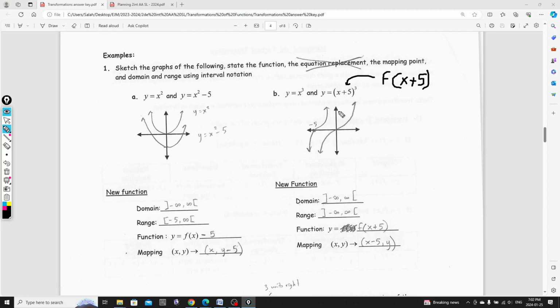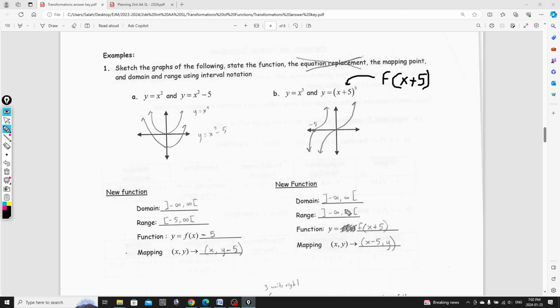Now, same thing with this guy right here. I've got y equals x cubed, and then y equals (x plus 5) cubed. We've already seen that this is a horizontal shift of 5 units to the left. When I compare it to the initial function, the domain has not changed. We're still going up and to the right forever, and down and to the left forever. So the domain hasn't changed.